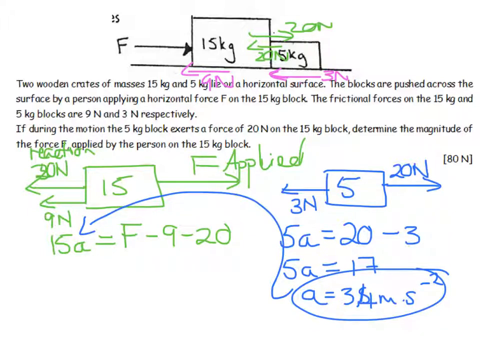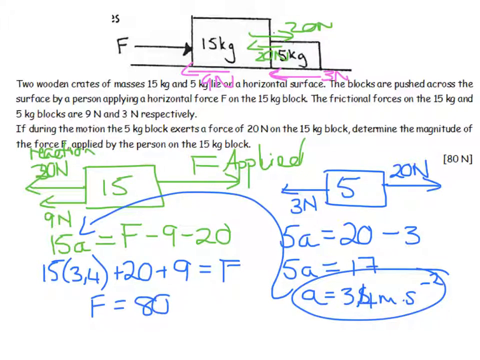So I land up with 15 times 3.4 plus 20 plus 9 equals F. I've just thrown those both over there, and I find that my force turns out to be equal to 80 newtons.